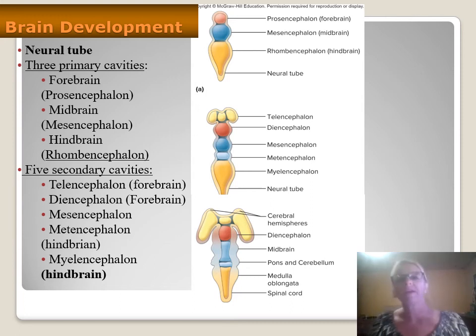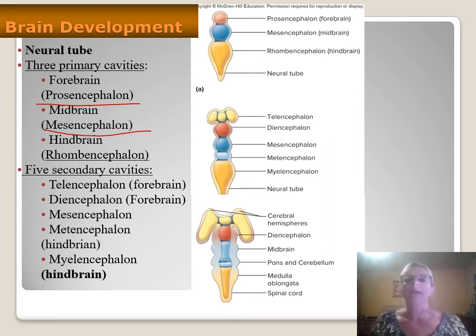The portion that contains the brain has three major cavities: the forebrain, which is called the prosencephalon, the midbrain, which is called the mesencephalon (mes means middle, pro means before, so fore and mid), and then the hindbrain, which is also called the rhombencephalon, all right? So later on, the brain divides more.